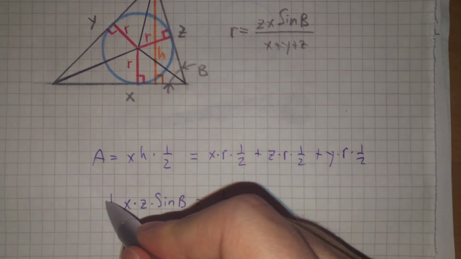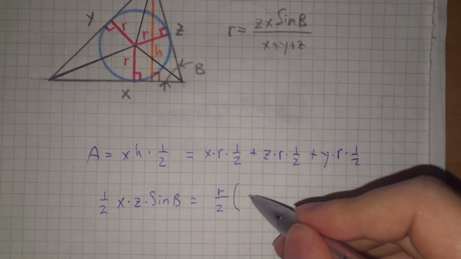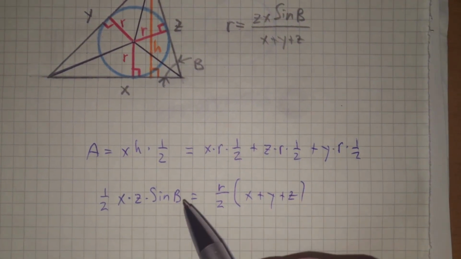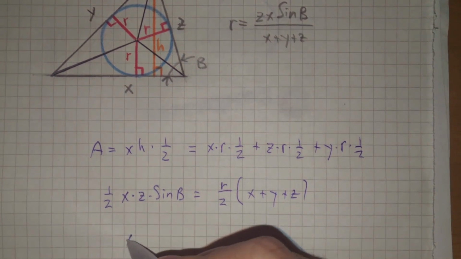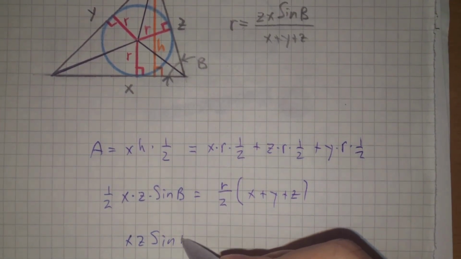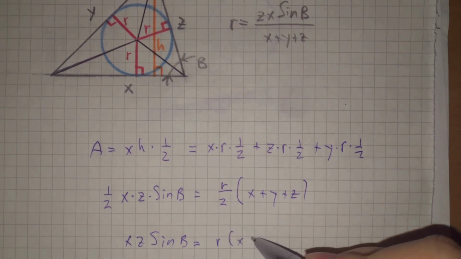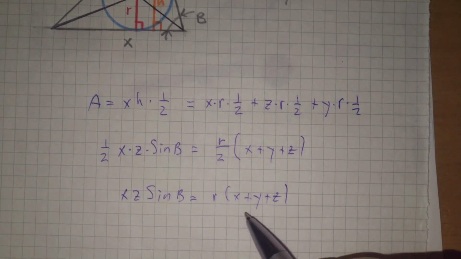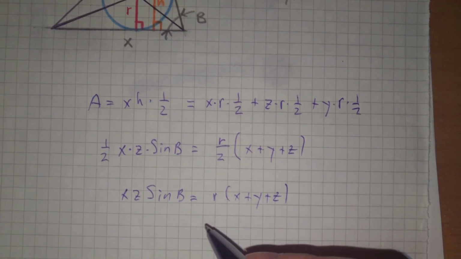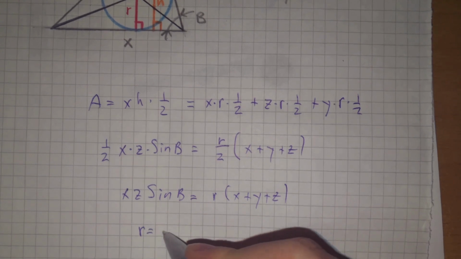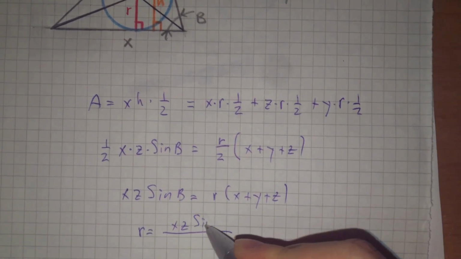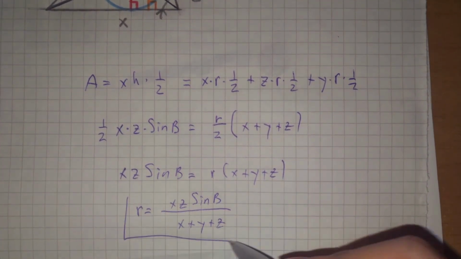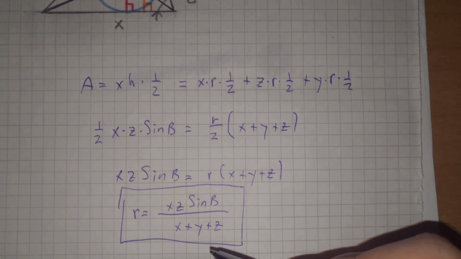Sorry, I forgot to add 1 over 2 here. So x plus y plus z. We can multiply both sides of the equation by 2, and we are going to get x z sine of b is equal to r times (x plus y plus z). If we divide both sides of the equation by x plus y plus z, we are going to get the formula for the radius, which is r equals x z sine of b over x plus y plus z. So here we got the formula which we already know.